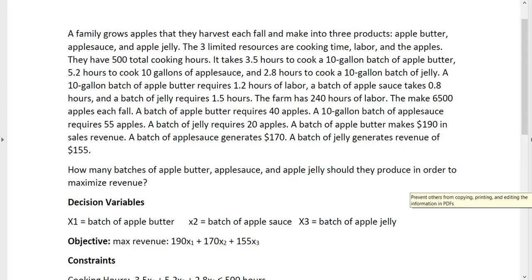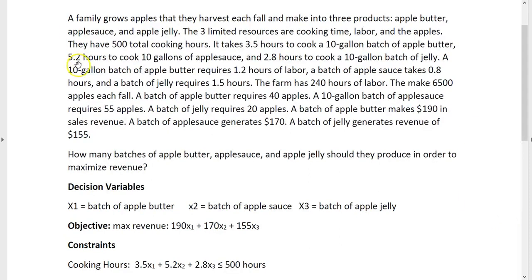A family grows apples that they harvest each fall to make into 3 products: apple butter, apple sauce, and apple jelly. Okay, so that's going to be our decision variables. How many batches of each? So X1 is a batch of apple butter, X2 is sauce, X3 is jelly. The 3 limited resources are cooking time, labor, and apples. So that's going to be our constraints.